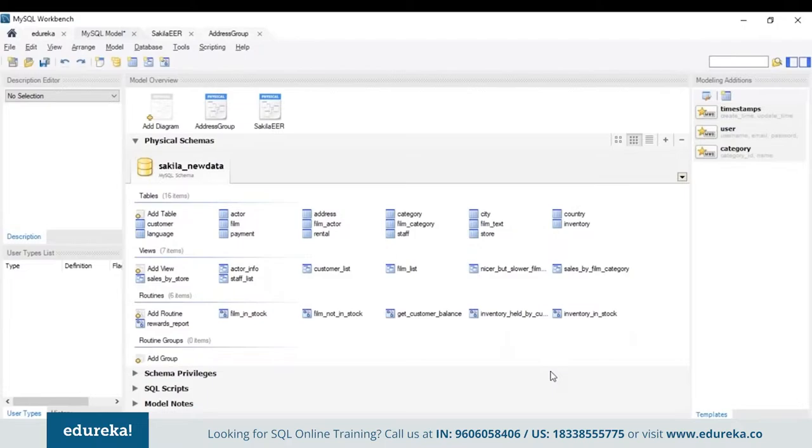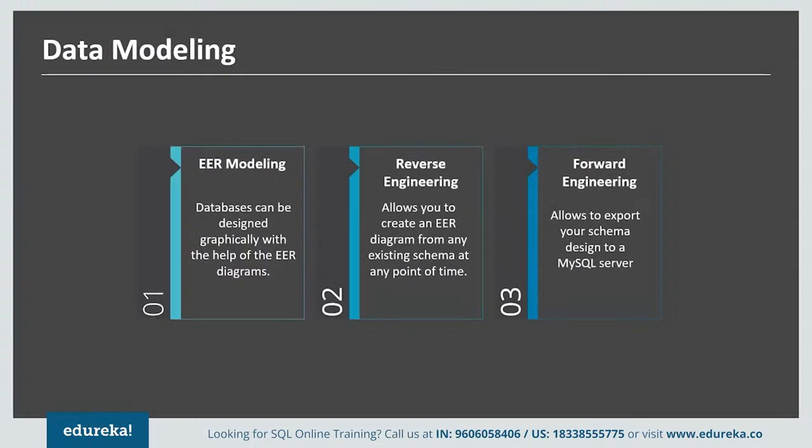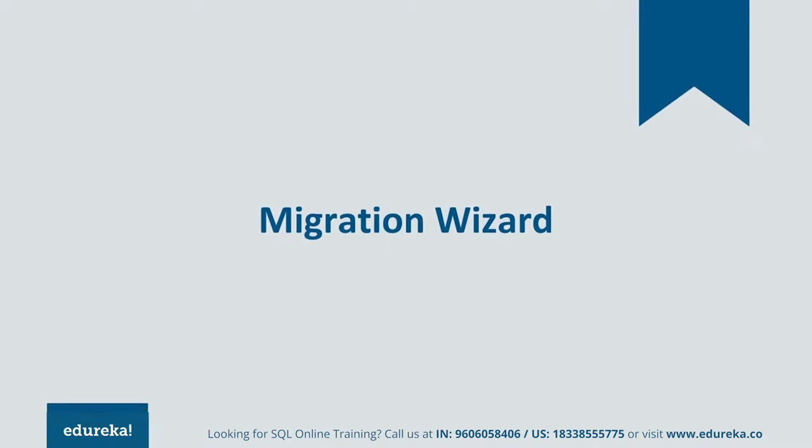To see the new database, you can just go back to our SQL editor and refresh this. When you refresh this navigator pane, you see on the left hand side that your SQL new data has been exported. So this is what forward engineering is, guys. That's how you can model your data. Now that you've understood the various features of data modeling, let's move on to the next topic, that is the migration wizard.